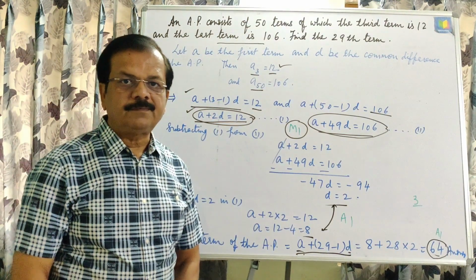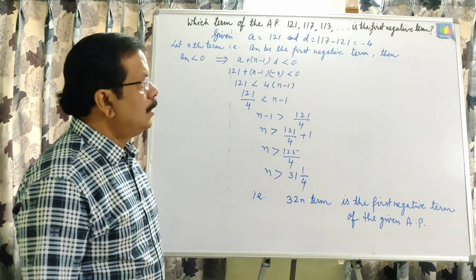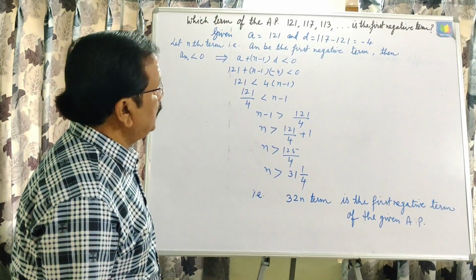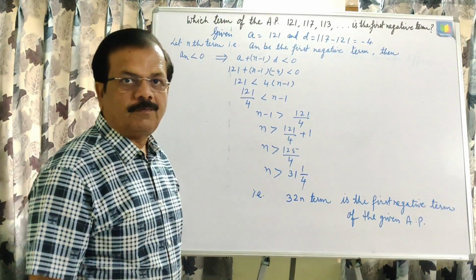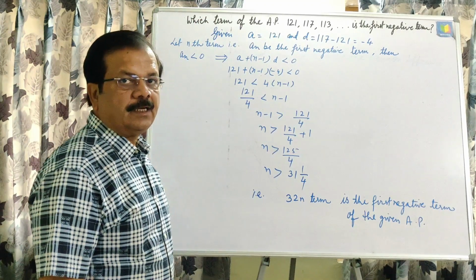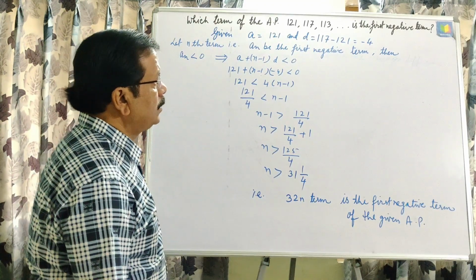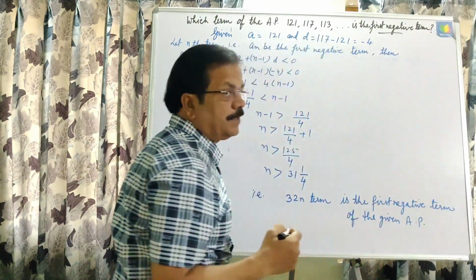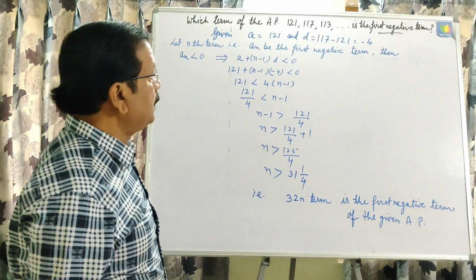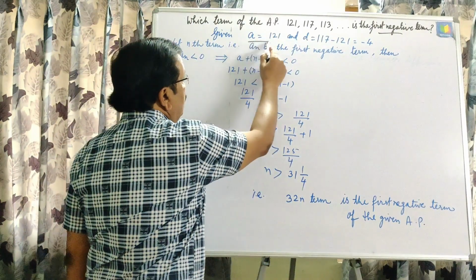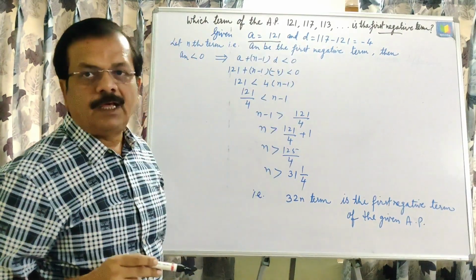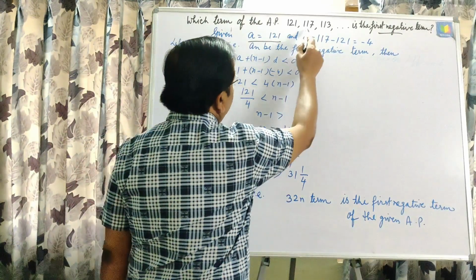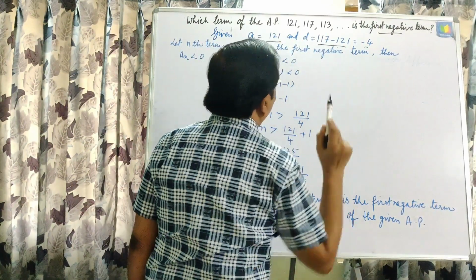Now next question. Which term of the AP 121, 117, 113 and so on is the first negative term? This is an important question and a different type of question. First negative term: you are given here first term is 121 and difference is given minus 4.